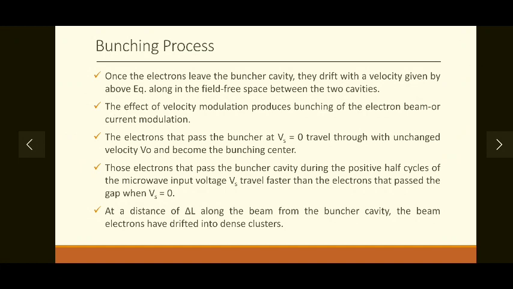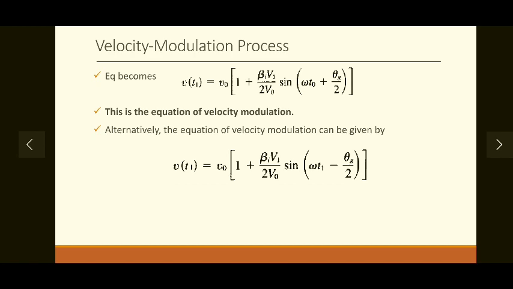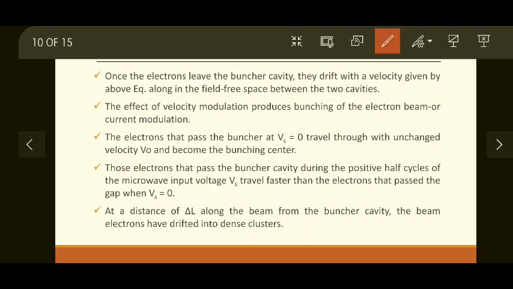Once the electrons leave the buncher cavity, they drift along the tube with the velocity given by the previous equation we have just seen. So the electron beam will drift along with velocity v of t1, and this is along the field-free space between the two cavities. We made this assumption at the beginning: the drift space will be space-charge free, inside, between the two cavities.